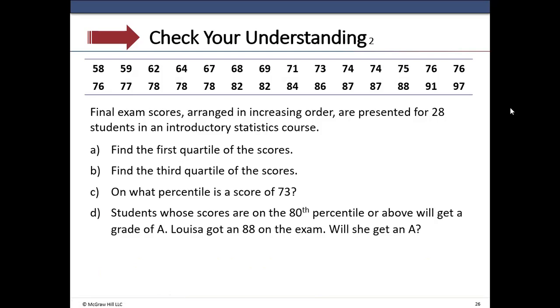So in L1, we are going to enter the data set: 58, then 59, then 62, then 64, then 67, then 68, then 69, then 71, then 73, then 74, then 74, then 75, then 76, then 76, then 76 again, 77, 78, 78, 78, 82, 82, 84, 86, and then 87, 87, 88, 91, and 97.